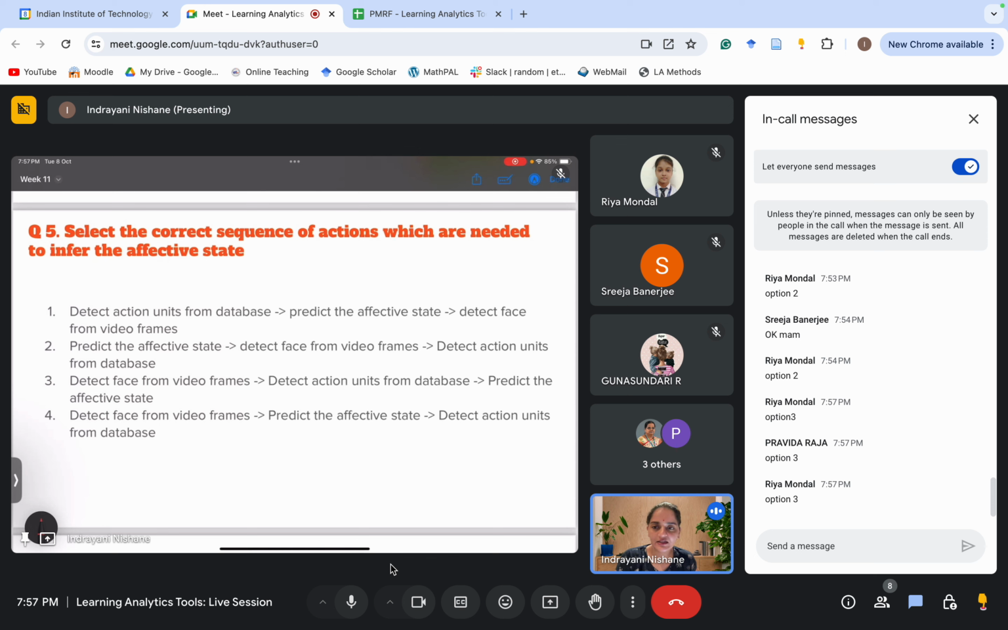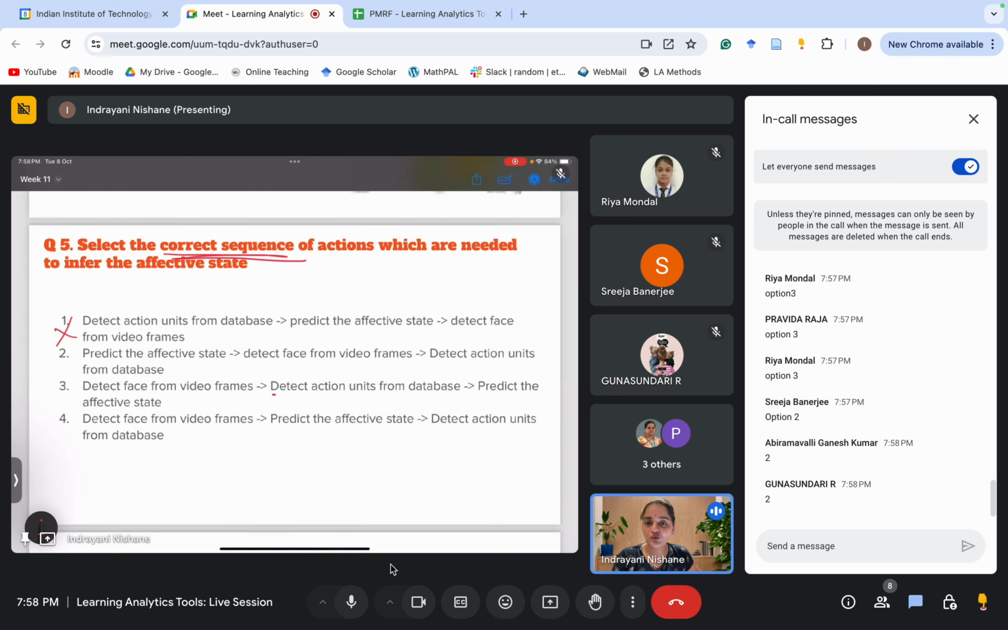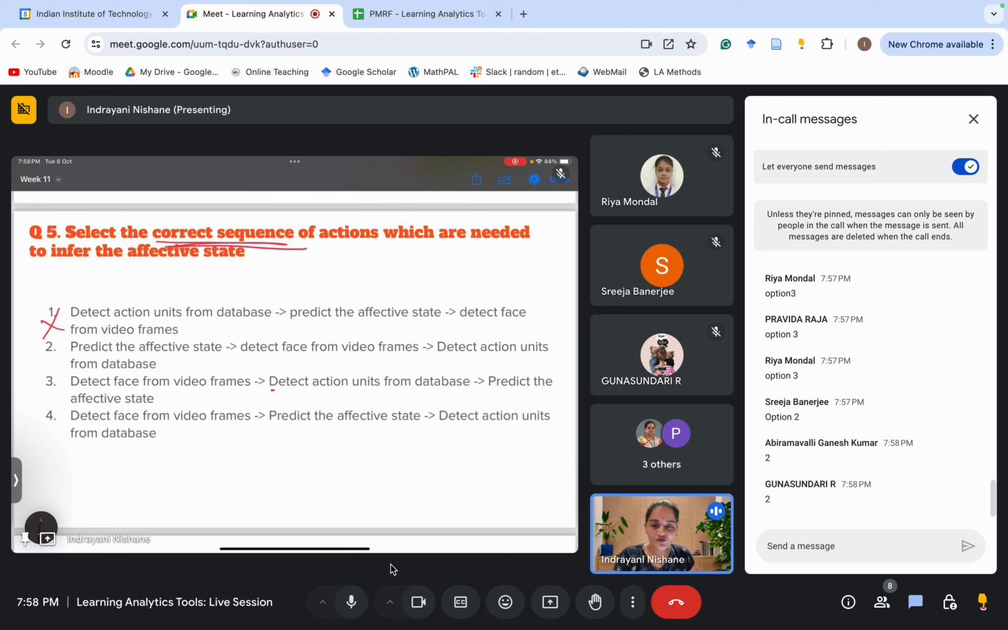I'm getting a few answers in the chat box. So let's try reading the options. The first option says detect action units from database, predict the affective state and then detect the faces from the video. This doesn't seem like the correct sequence. How can we detect the action units from a database and then predict and then at the end detect the face? This is the wrong sequence, because we are asked what the correct order is in which we are supposed to perform these actions for affect detection.